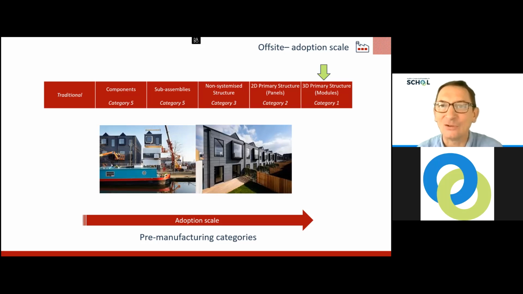We've got plenty of e-learning on that. I recommend that you actually look at the off-site systems and off-site sectors e-learning, which will give you an idea of how you optioneer between the various options which are available to you in the market.